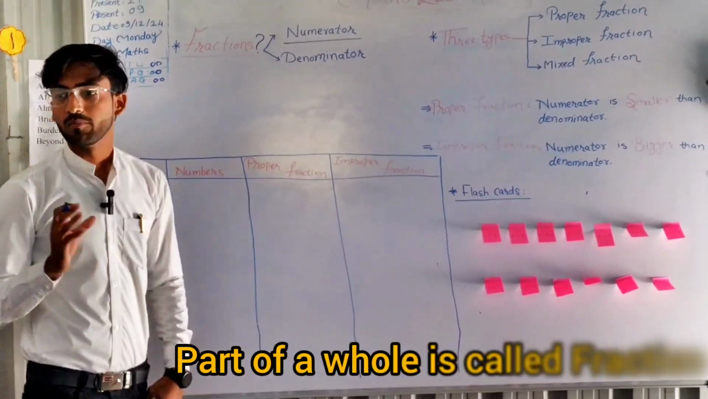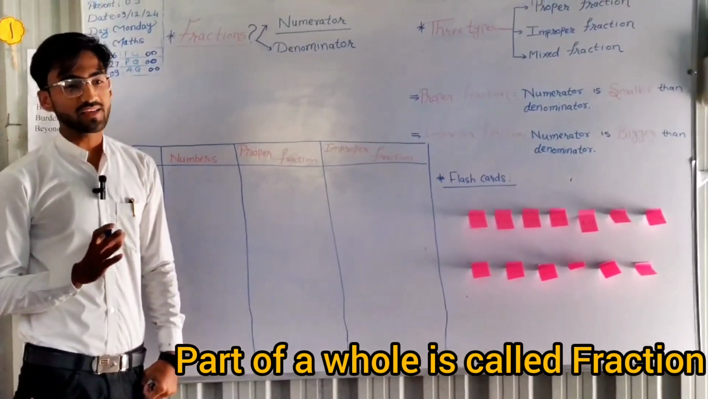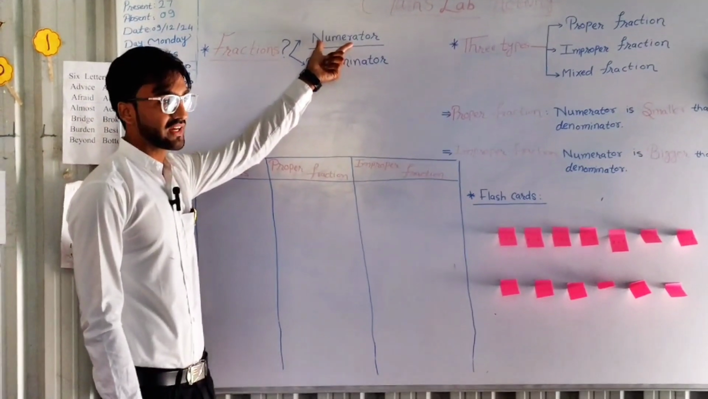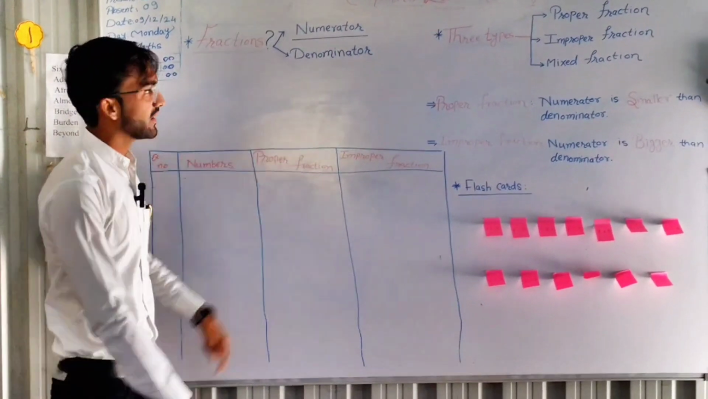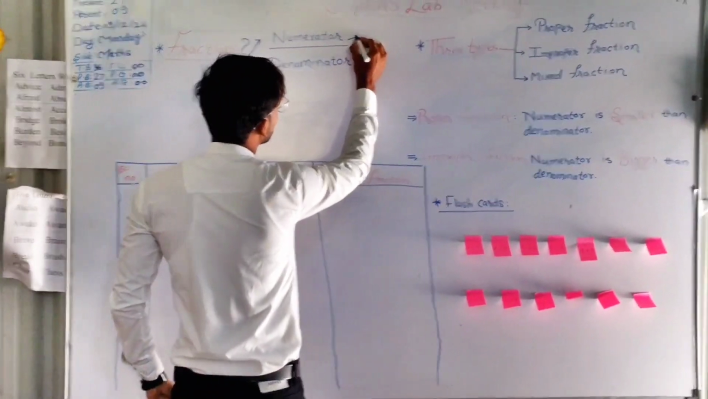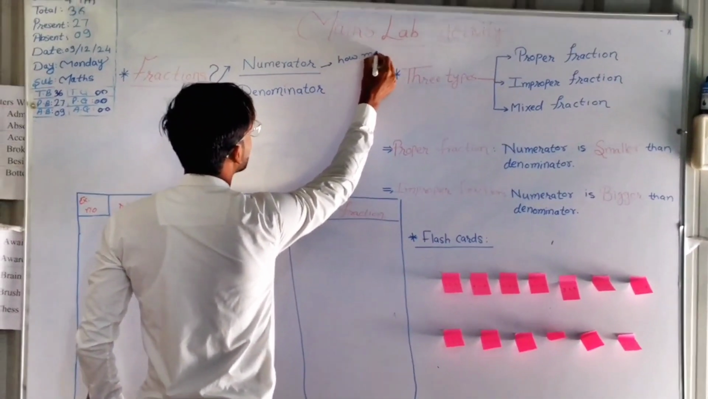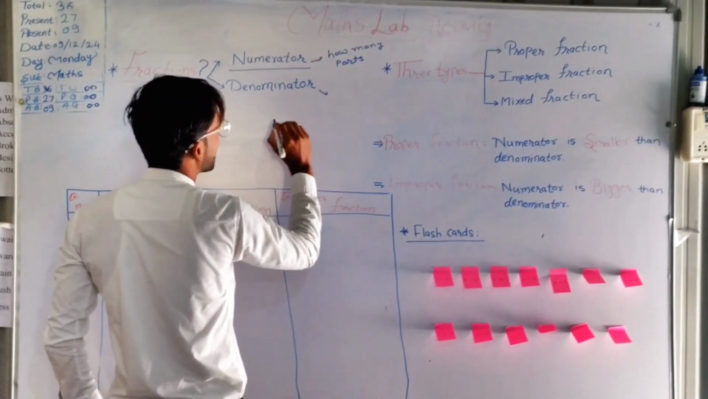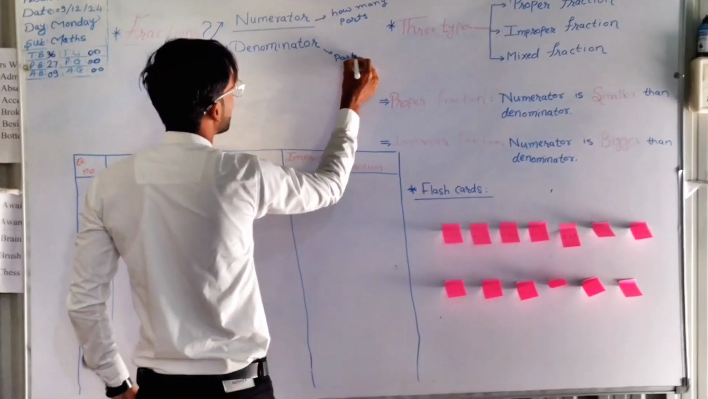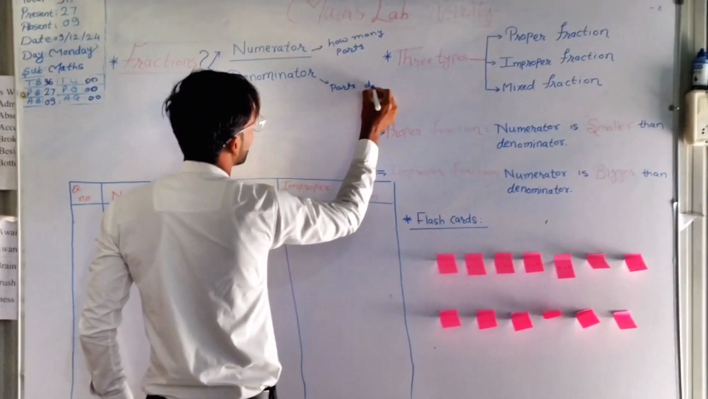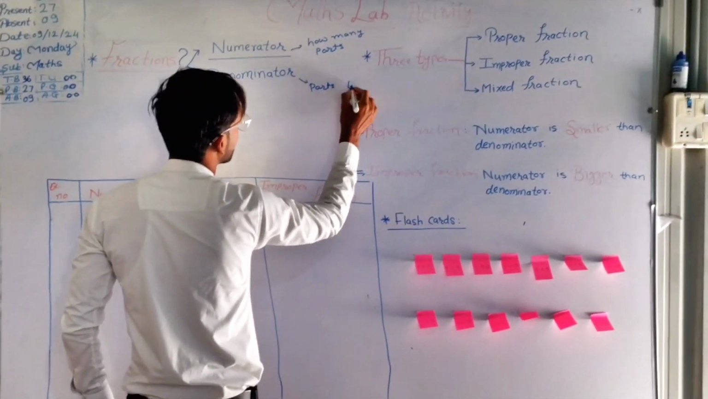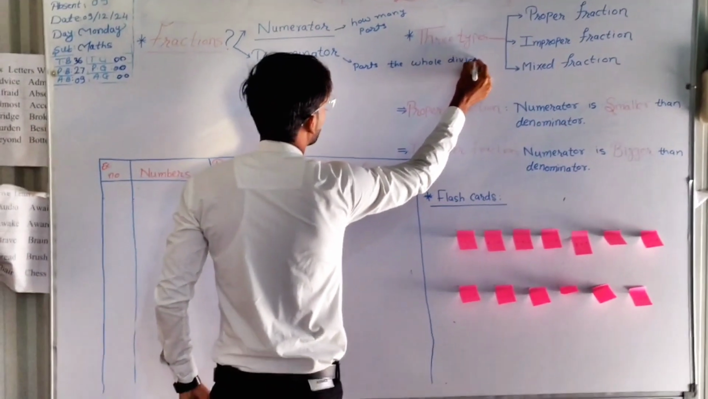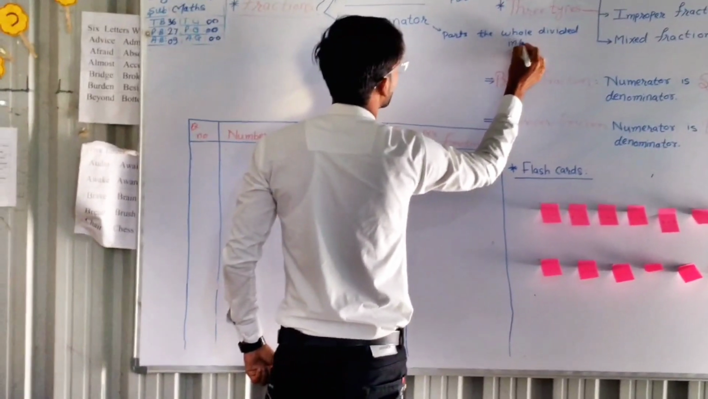Yes. Part of a whole is called a fraction. A fraction has two parts. One is the numerator and the second is the denominator. What is the numerator? The numerator shows how many parts, and the denominator shows how many parts the whole is divided into. Got it?